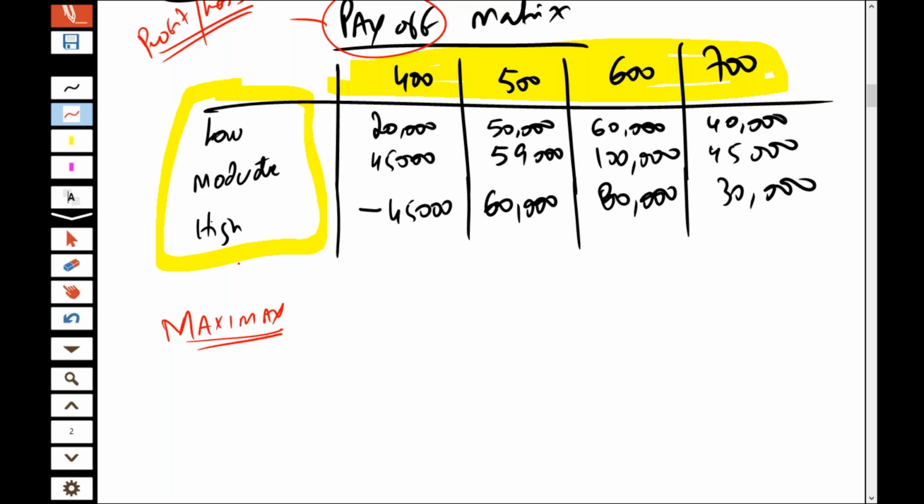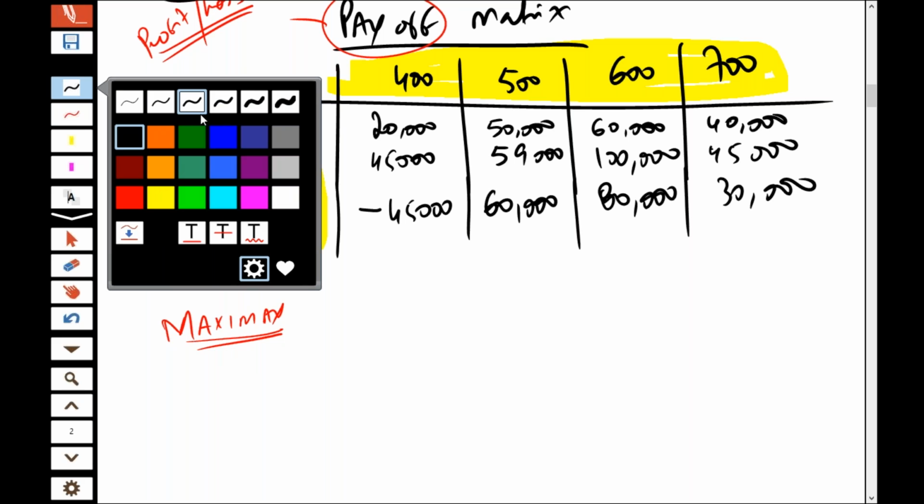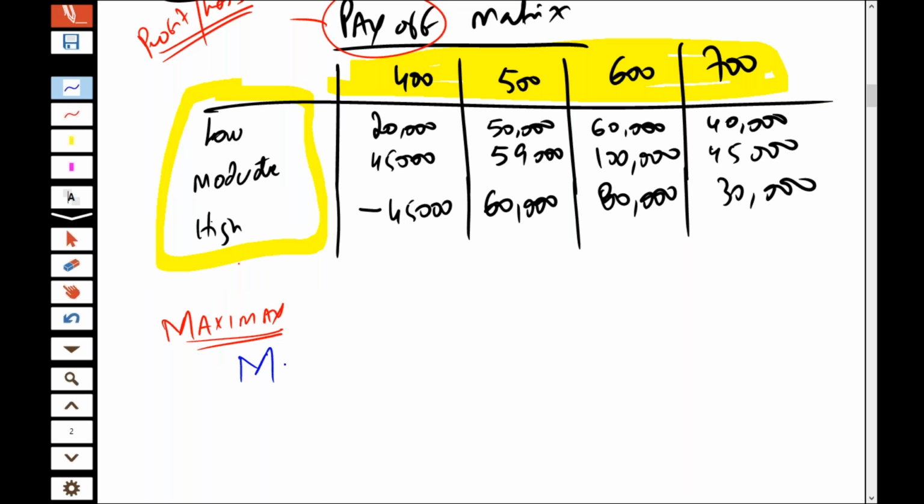What we now need to do is apply the different techniques to establish how many units should be produced. So the first technique is Maximax. Now what exactly do you mean by this Maximax technique? The Maximax technique says that you should maximize your maximum payoff.